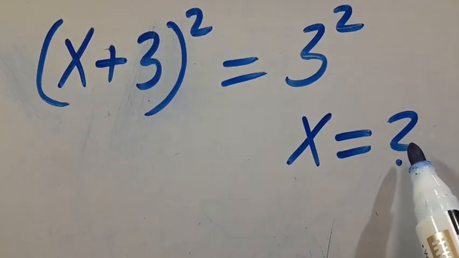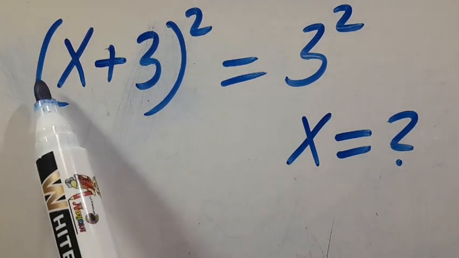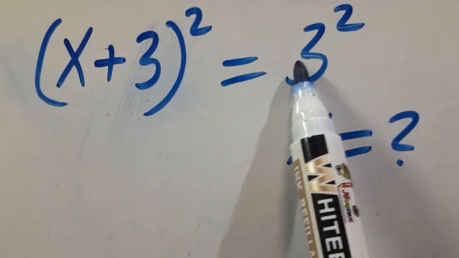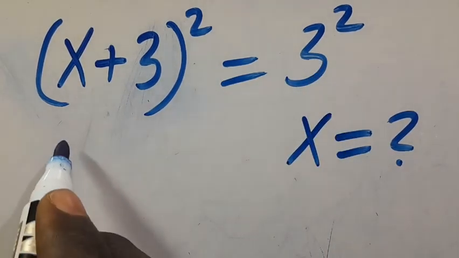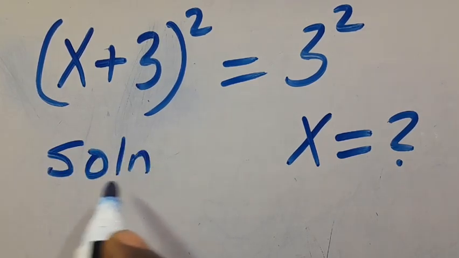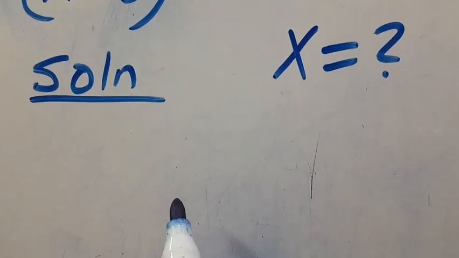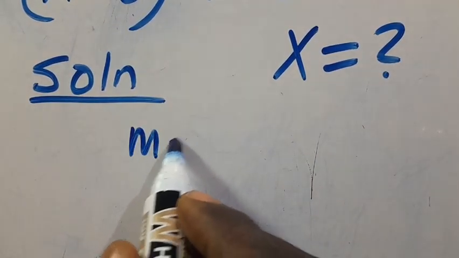Hello, what is the value of x given that (x + 3)^2 = 3^2? Let's have the solution. But before that, let's say we want to apply method 1.